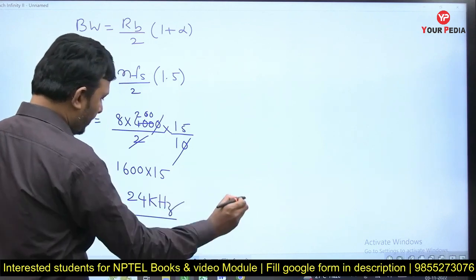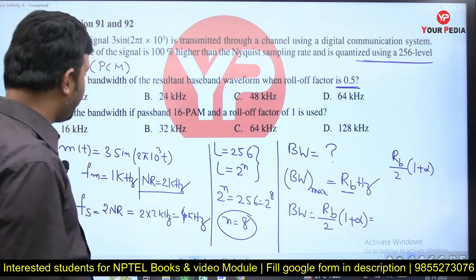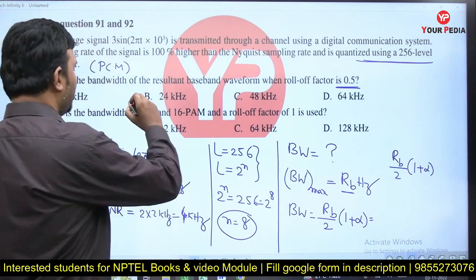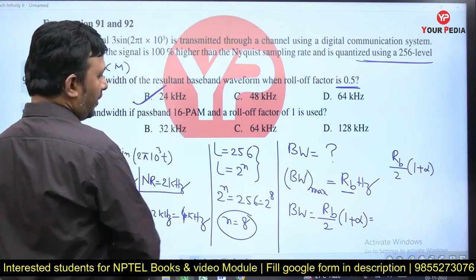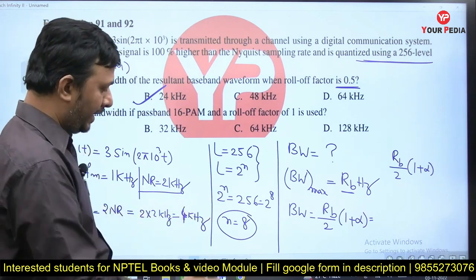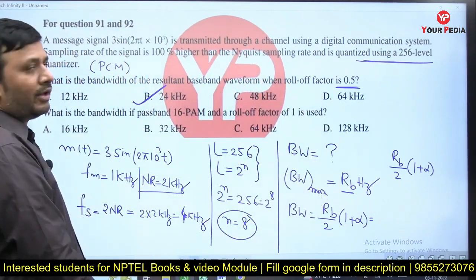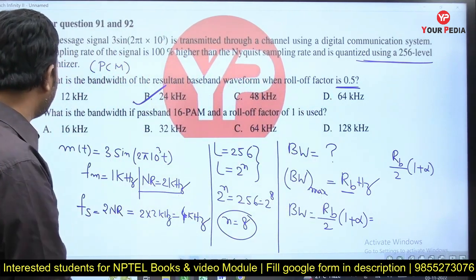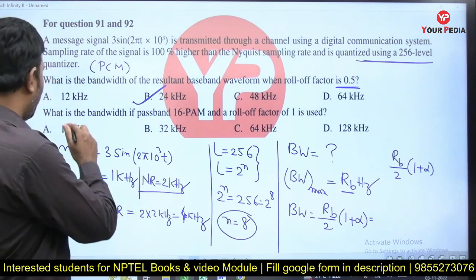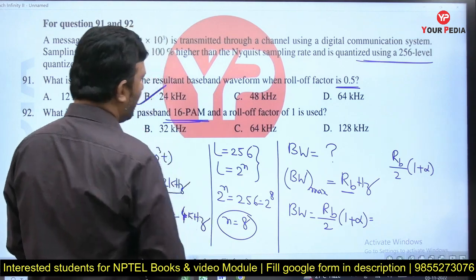What is that you are going to get? 24 kilohertz. So yes, we are having 24 kilohertz in option B. Option B will become your answer. N Fs by 2 into 1 plus alpha, right? 24 kilohertz.